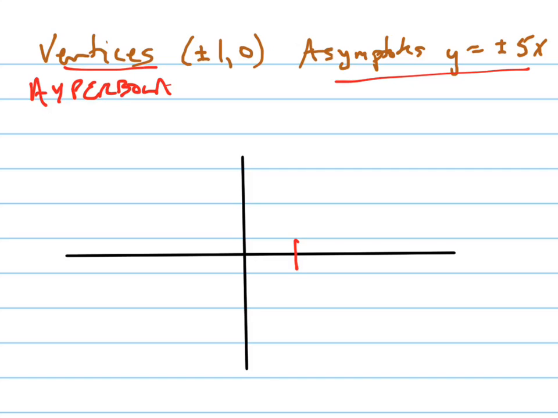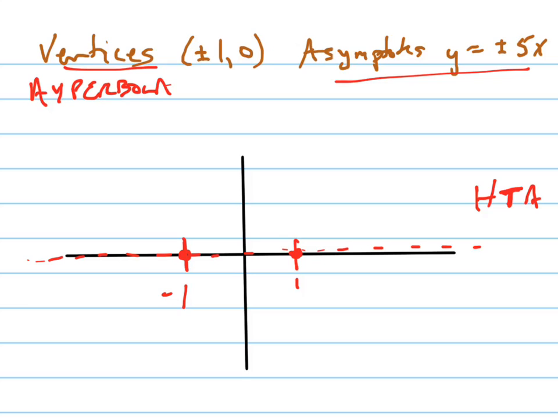here, that's 1, and here, that's negative 1. And if those are my vertices, then what kind of transverse axis? Is it a horizontal transverse axis or a vertical transverse axis? Major axis is in the x-axis, so it's got to be horizontal. It's going to be a horizontal transverse axis, HTA as we will call it.